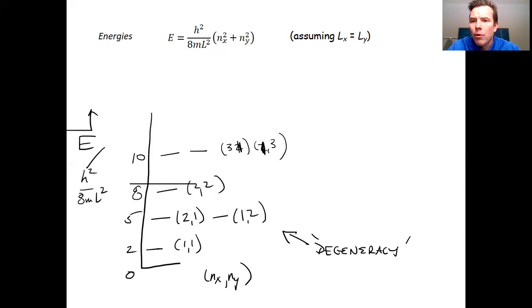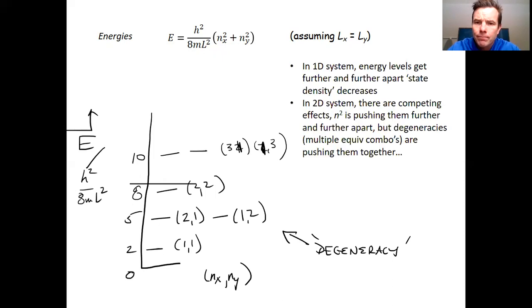And at this point, I want to pause and point out one last thing, which is that these energy levels are fundamentally different than the 1D system. In the 1D system, the energy levels got further and further apart. There's only one combination, so those energy levels scaled as n squared, and they got further and further apart. The formal language for that is to say that the state density decreased. State density is the number of states per unit energy.